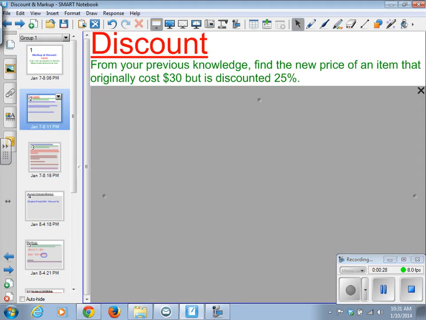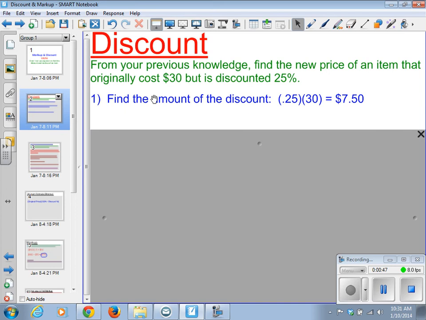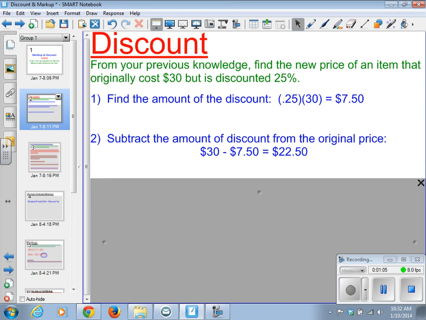So I want us to review what we've learned so far. From our previous knowledge, we're going to find the new price of an item that originally cost $30, but is discounted by 25%. Now, we know from our most recent lesson, we can simply multiply 25 hundredths times 30. That gives us the amount of the discount, which is $7.50. But that's not what we're asked to find. We're asked to find the new price. So we'll take that $7.50, subtract it from the original price, so 30 minus $7.50 gives us a new price of $22.50.